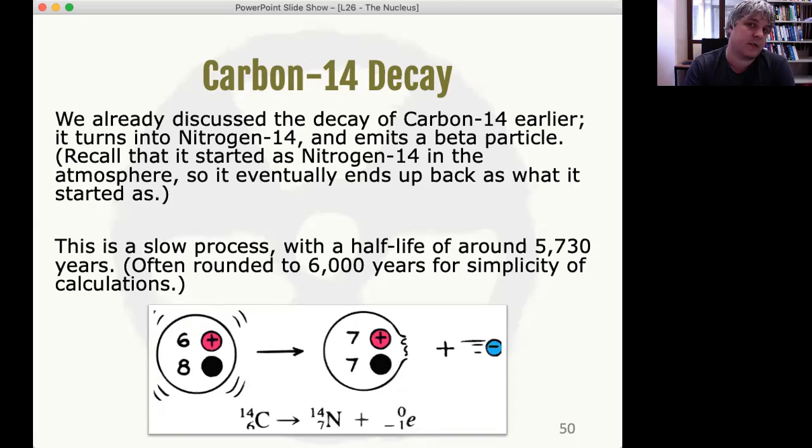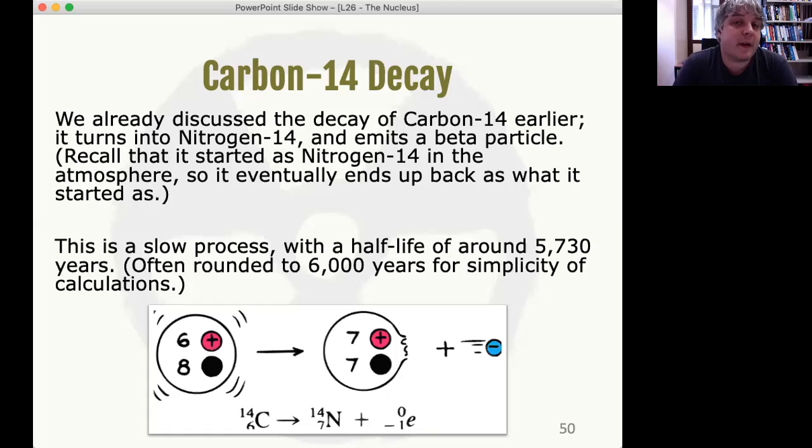Remember, it started as one, so it turns back into that eventually. It just takes a neutron, holds onto it for a few thousand years, and then eventually gives off an electron and turns it back into a proton and ends up back where it started. It's a different proton than it started with because it got rid of that first one, took a neutron in, and then a few thousand years later, that neutron turns back into a proton, and we're back to where we started with nitrogen-14. So we end up back with nitrogen-14.